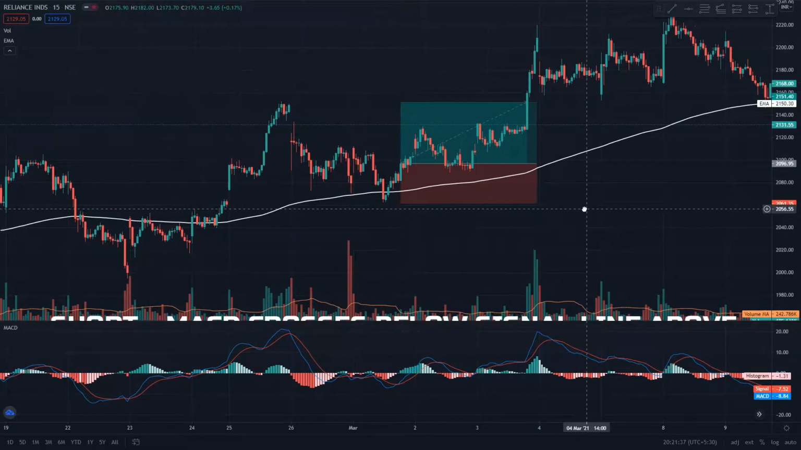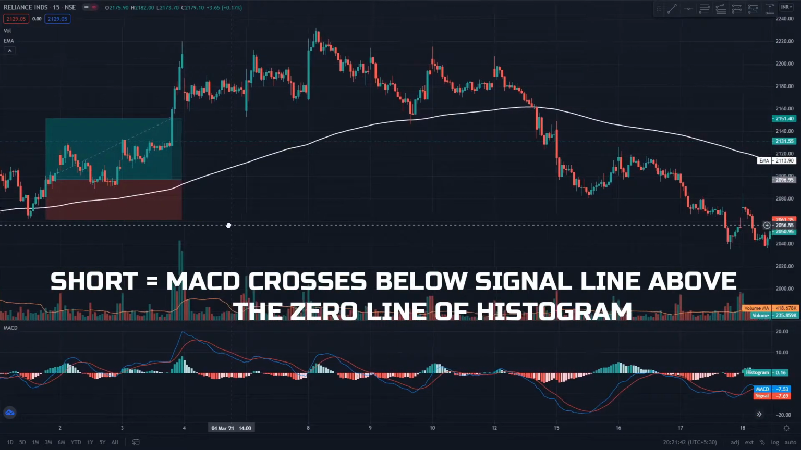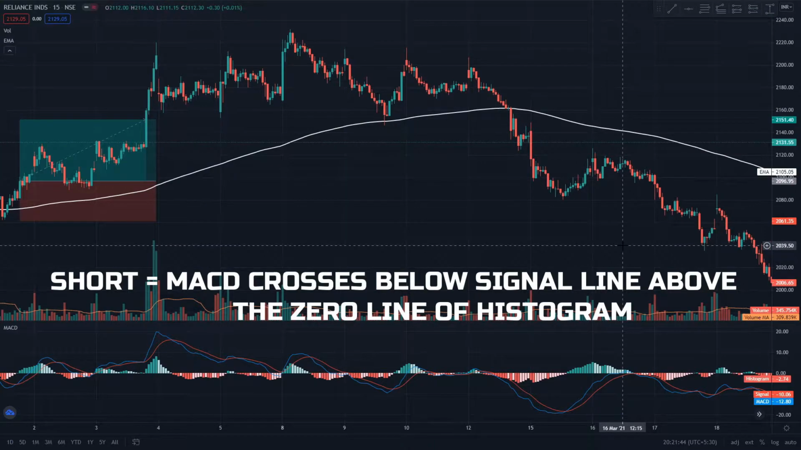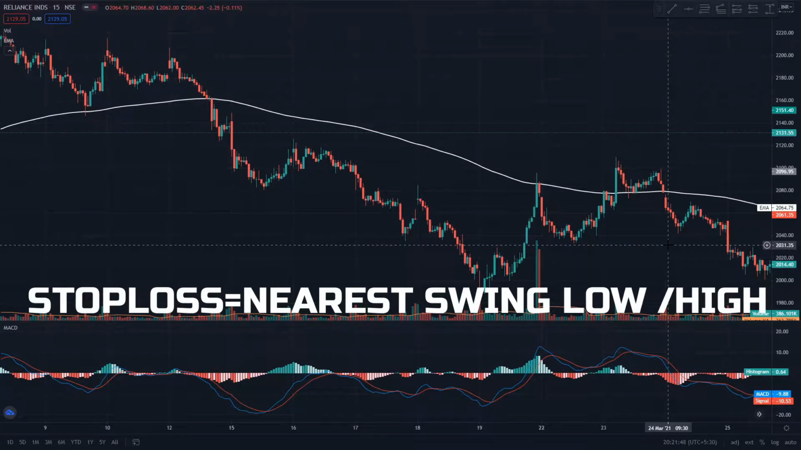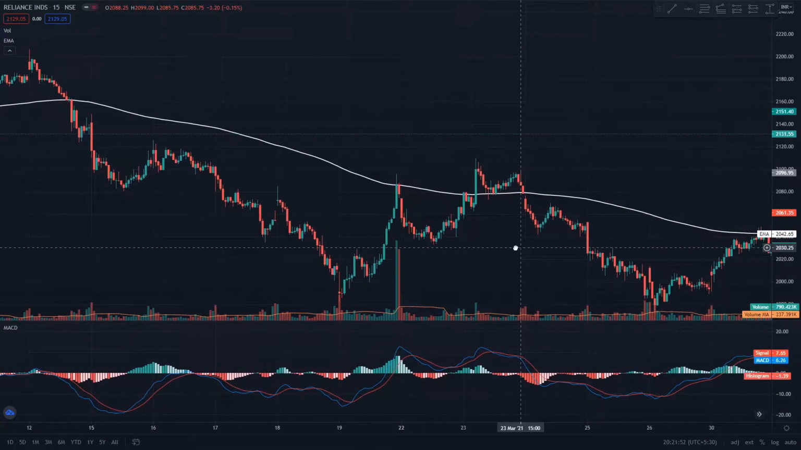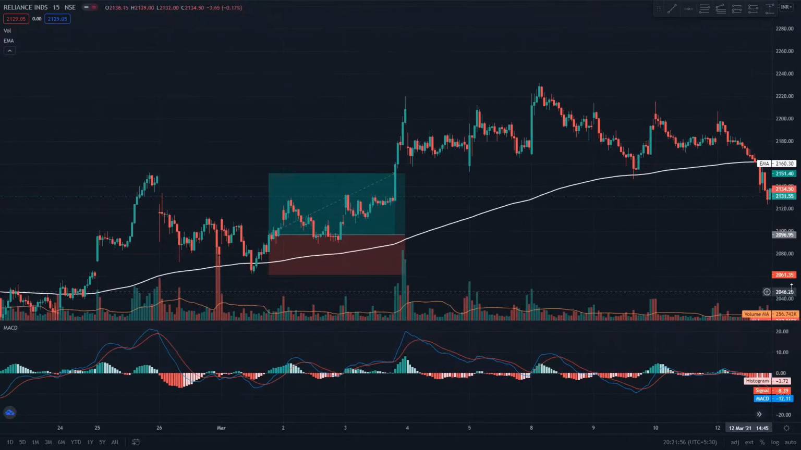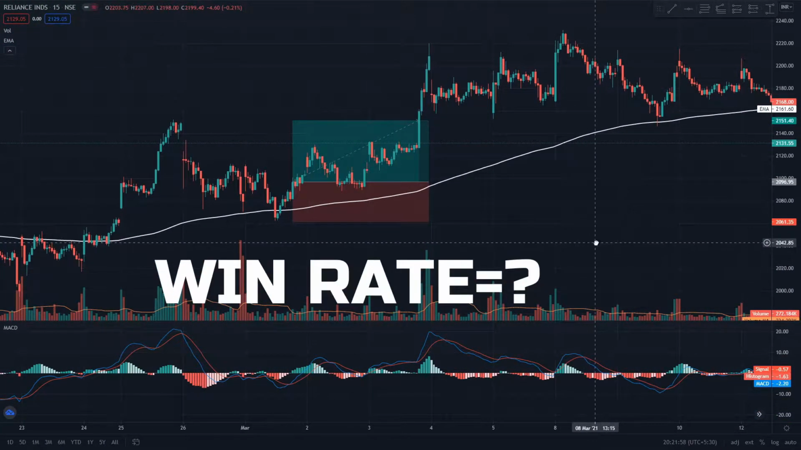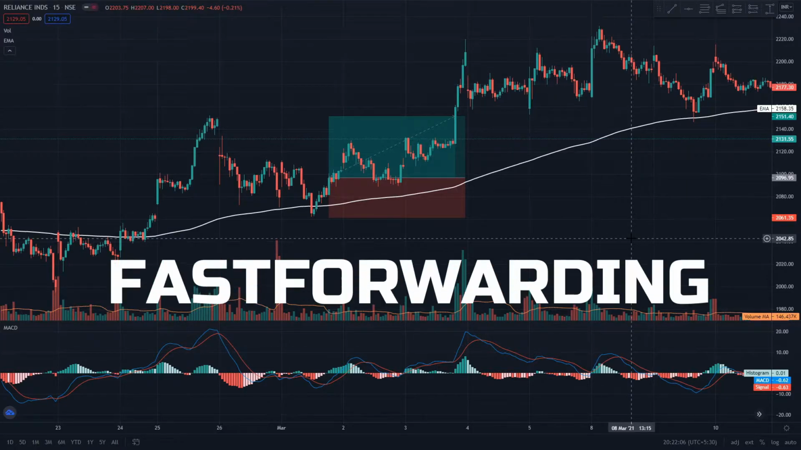And it's the opposite for a short trade. Only take shorts that are below the 200 EMA and where the crosses occur above the zero line of the histogram. And you would set your stop to the nearest swing high for the short setup. Anyway, so that's the setup. Let's test this setup 100 times and see exactly what the win rate is. I'll let you know the full result after the test. You could also see the trades by slowing the playback speed in YouTube. Anyway, I'll start the fast forward now.